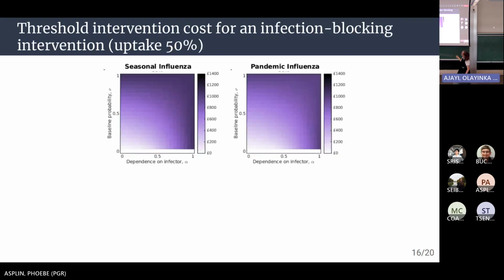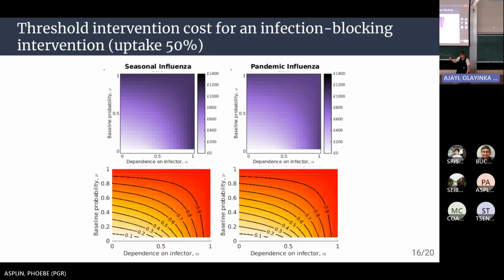And you can look at this, which is just a heat map of the threshold intervention cost for the infection blocking intervention, just at a fixed uptake. And you can see this kind of looks suspiciously like our plot of the proportion of cases that are severe. I just picked these two, but I can tell you that all of my heat maps look exactly the same.